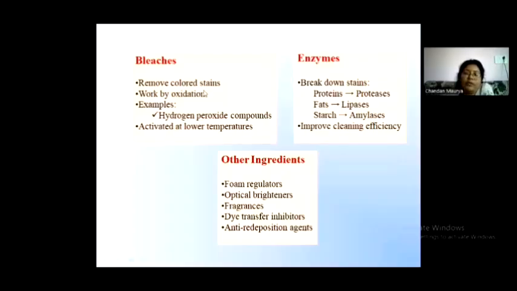This is all about the detergents and their components.